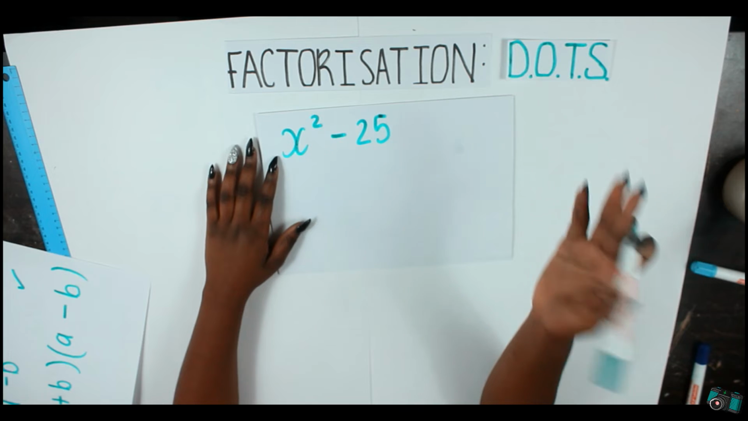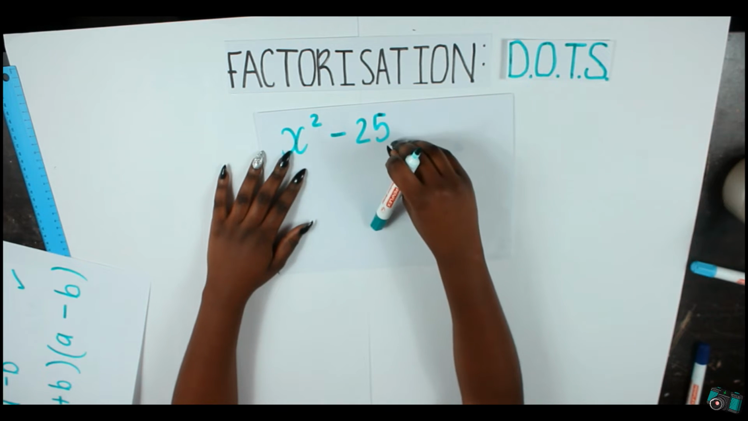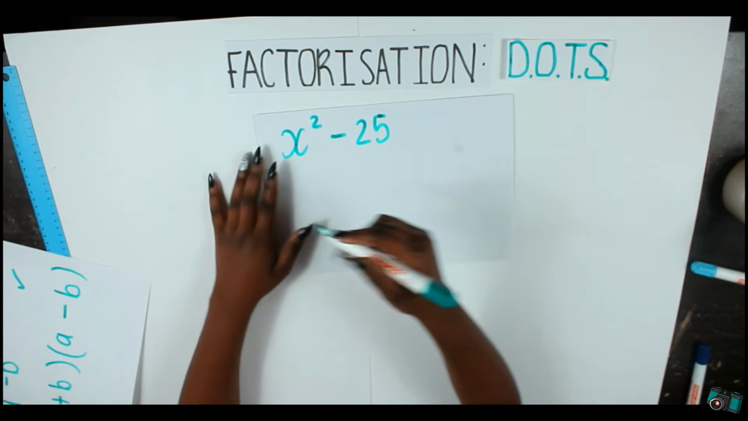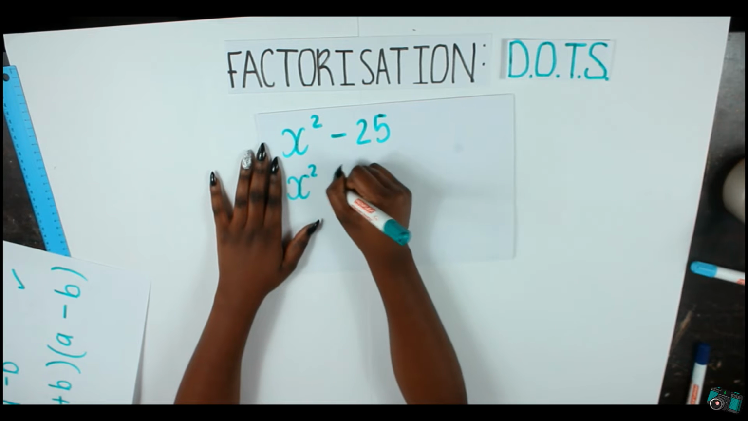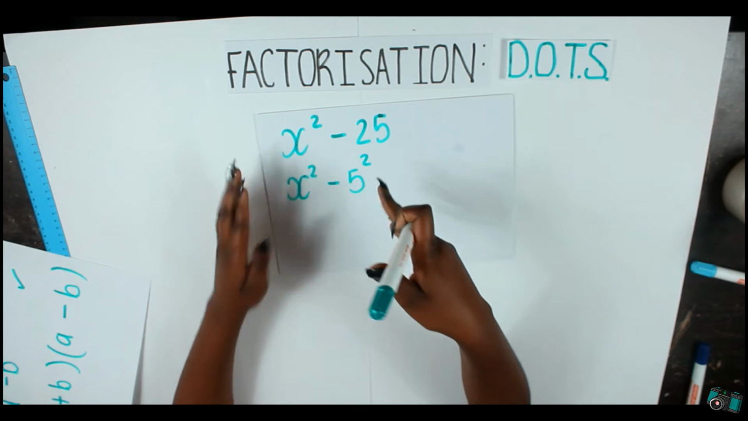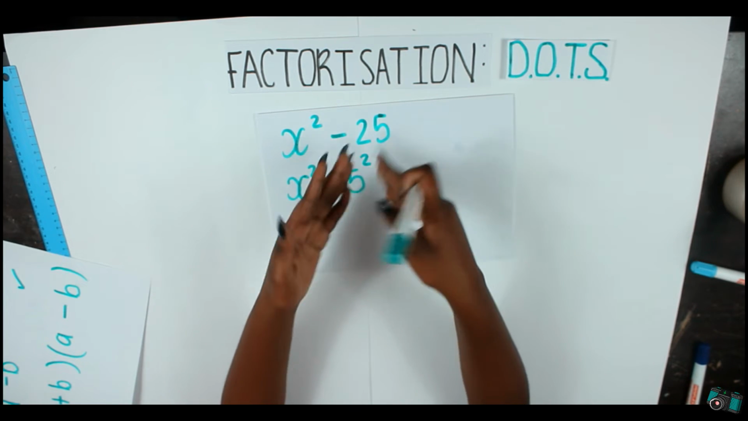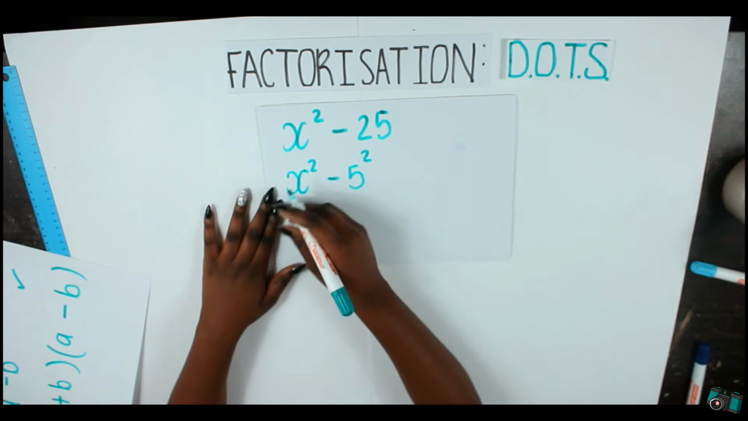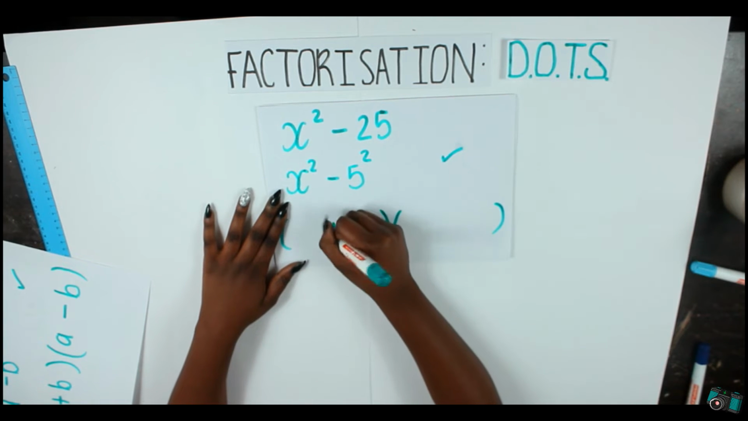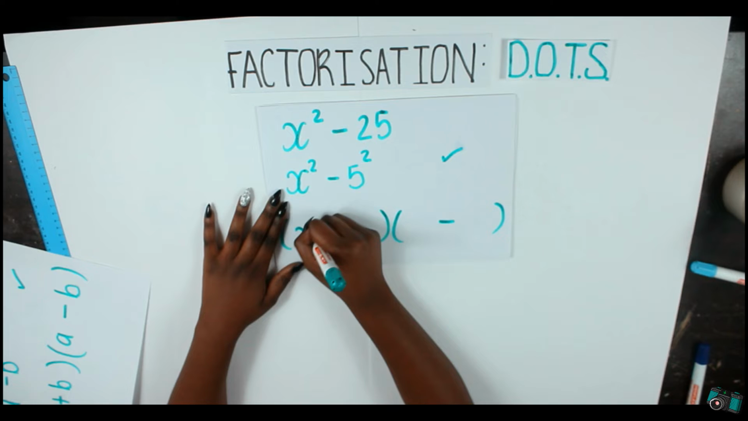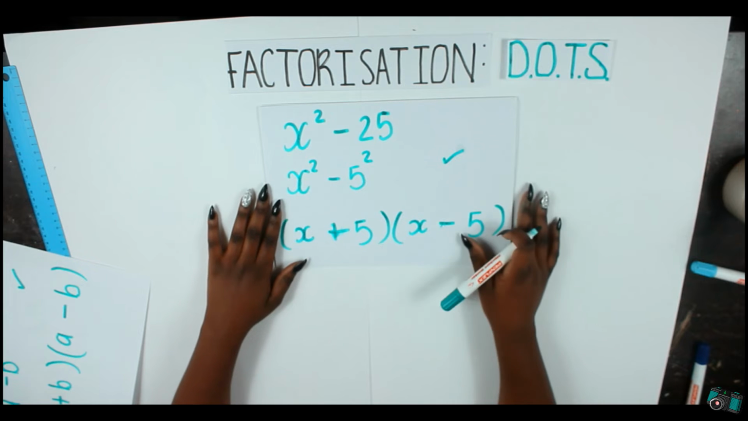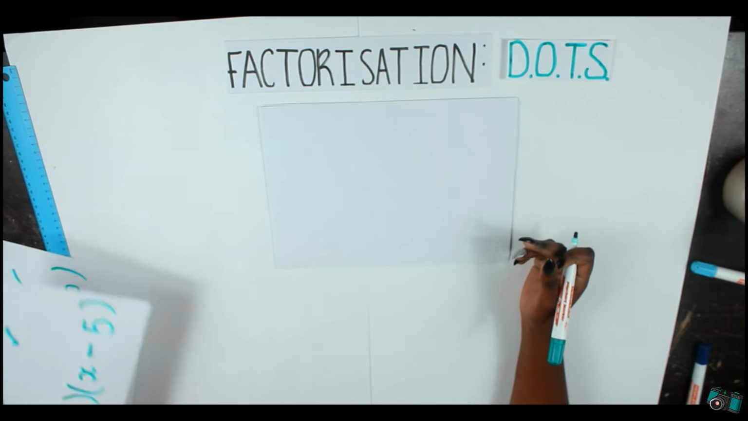Now is everything manipulated to the square? This one is, but this one is not. So you have to find a number squared that gets you back to 25. And that's 5 squared, right? So x squared minus 5 squared. You didn't change the sum, you just manipulated it. Basically this is 25, you didn't change anything. Okay, everything is manipulated to the square. Introduce your two brackets, plus and minus. X there, 5 there, and 5 there. Okay, another one.